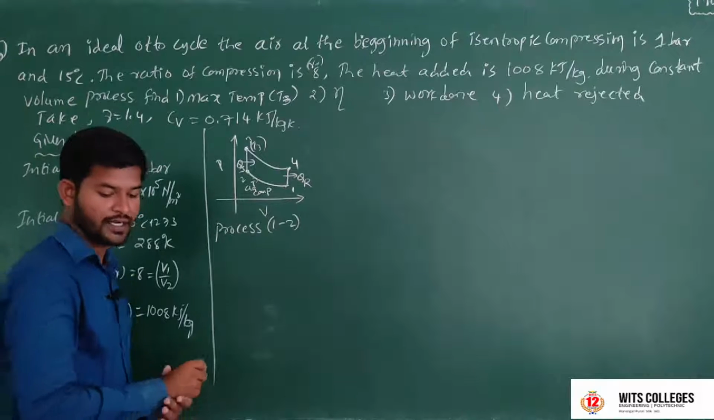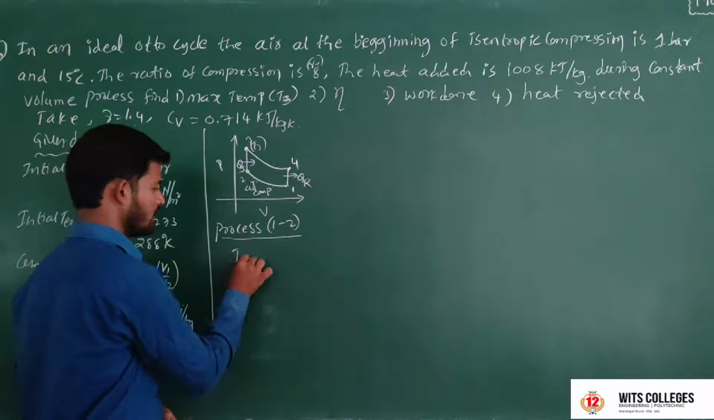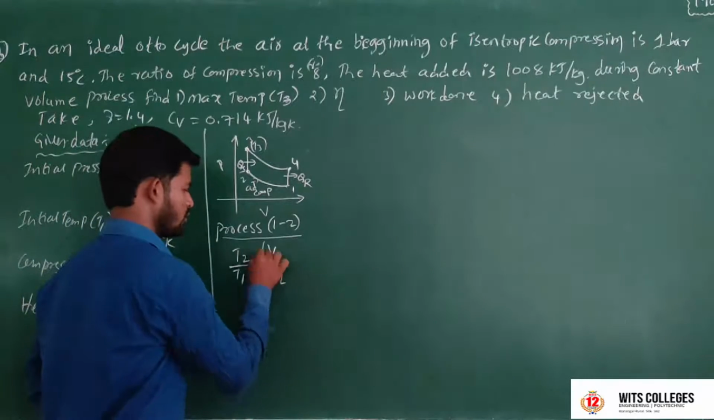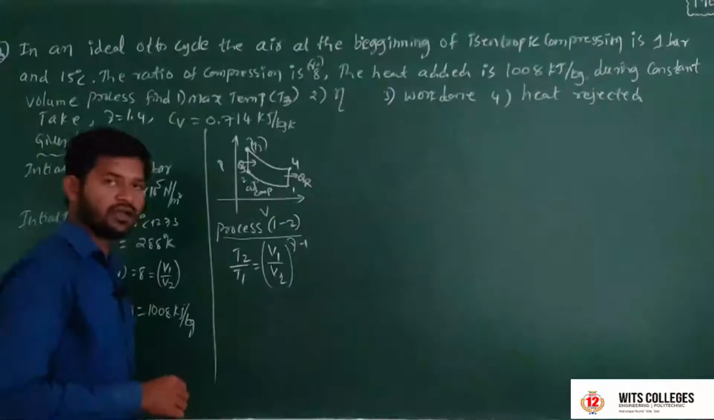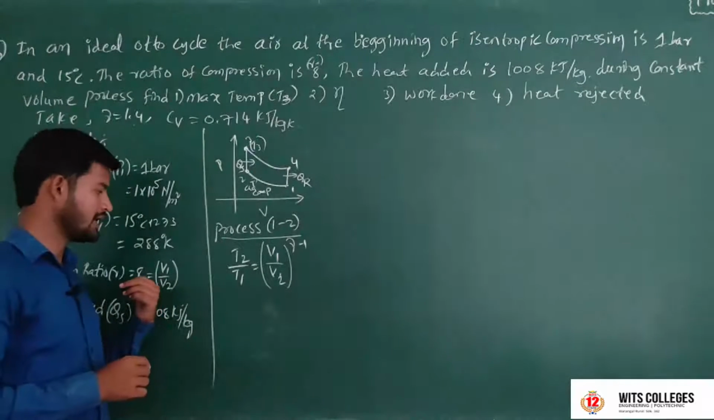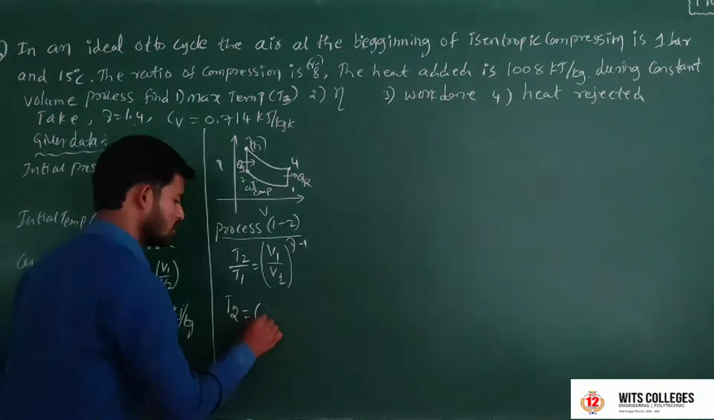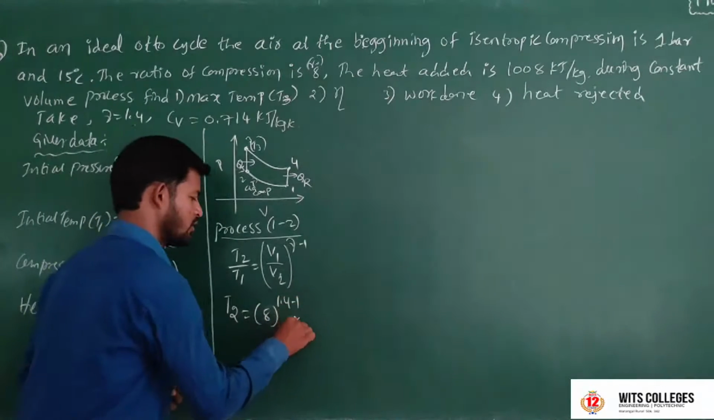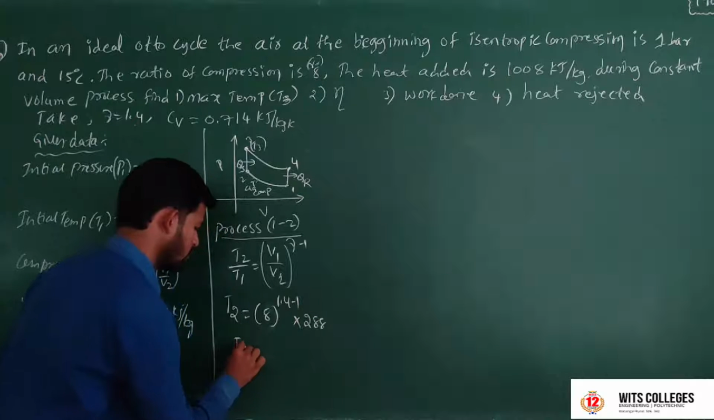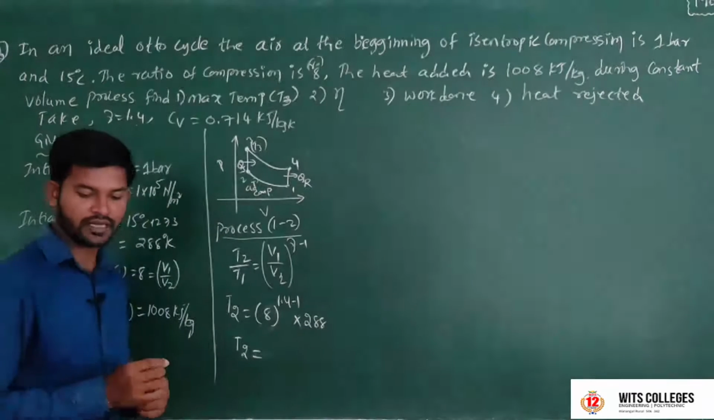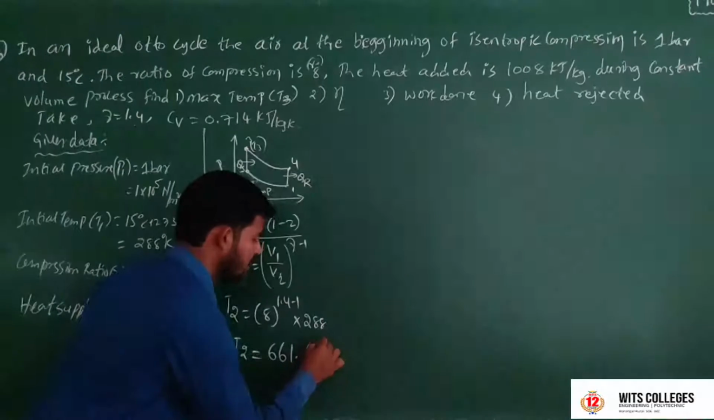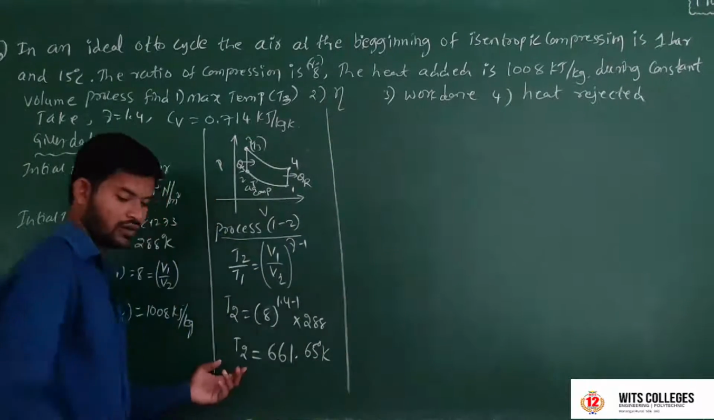Here we find out the T2 value. T2 by T1 is equal to V1 by V2 to the power of gamma minus 1. We know the value of T1 and V1 by V2, that is the compression ratio R, which is 8. So T2 equals 8 to the power of 1.4 minus 1, into T1, and T1 value is 288. We get T2 equals nearly 661.65 degrees Kelvin.